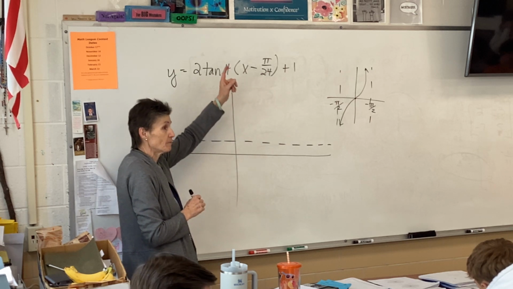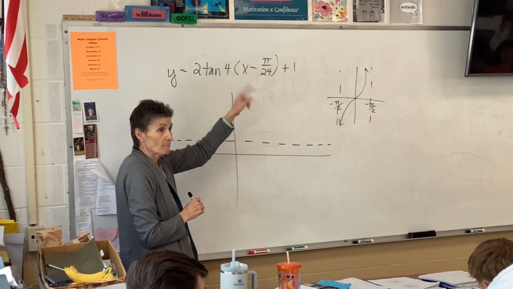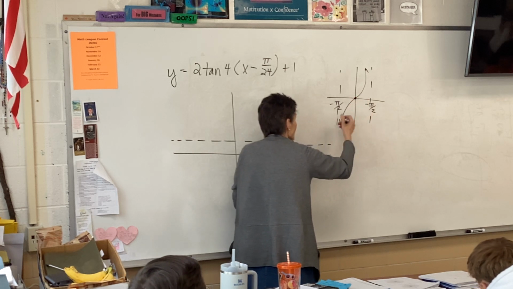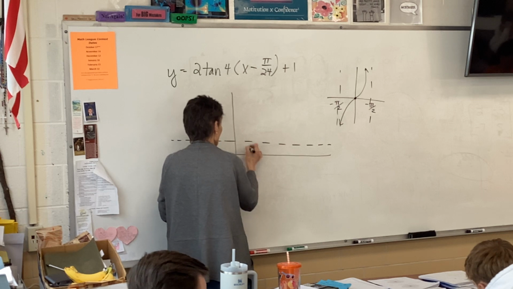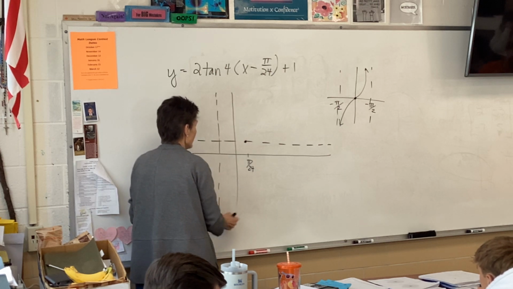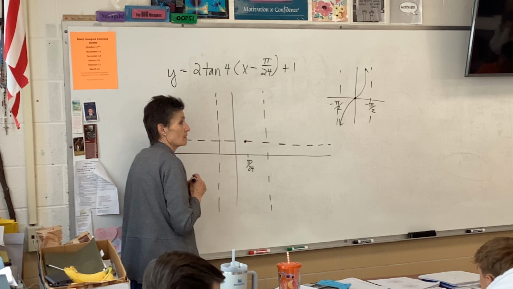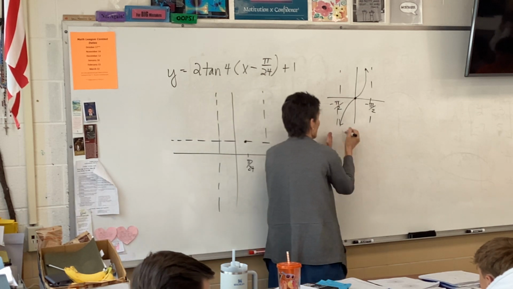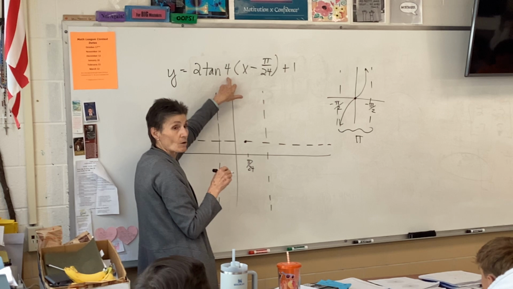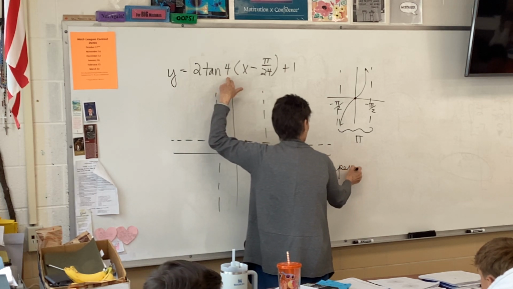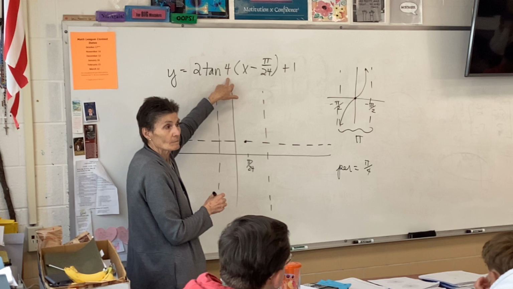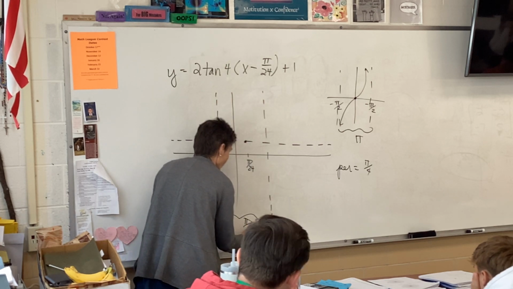And everything has shifted to the right, pi over 24. So the origin, this point right here, the zero of the tangent, is now over here at pi over 24. There's an asymptote over here and an asymptote over here. And normally, those asymptotes would be pi apart. But now, those asymptotes are going to be pi over 4 apart.